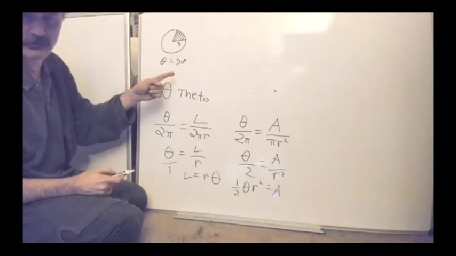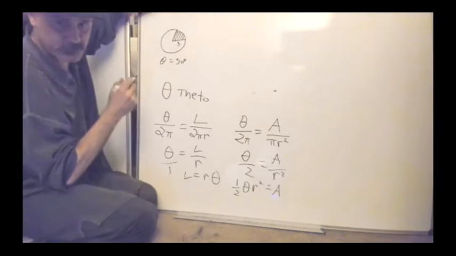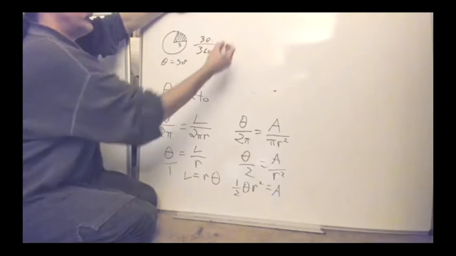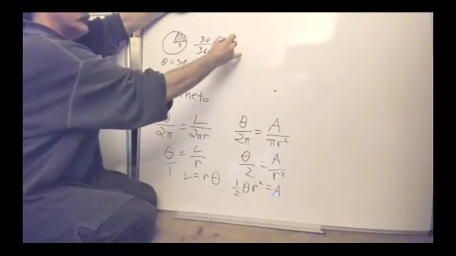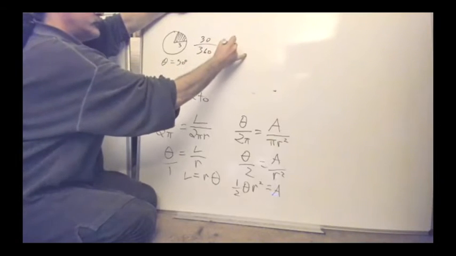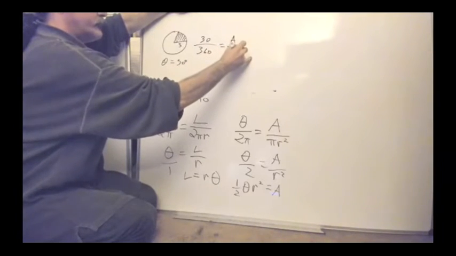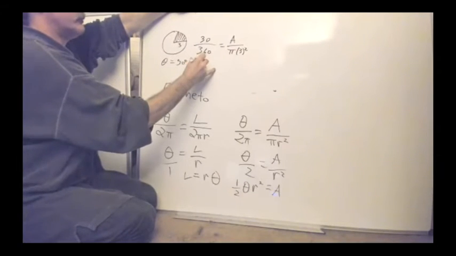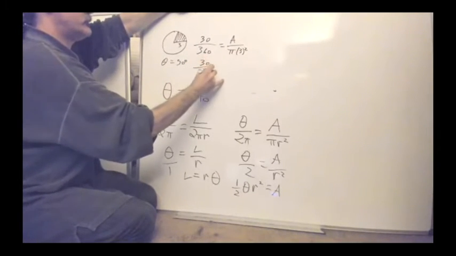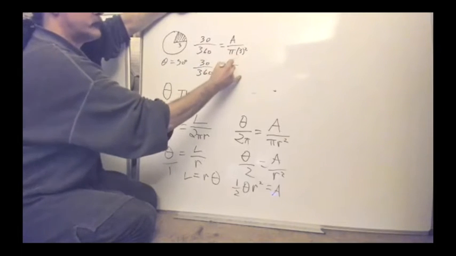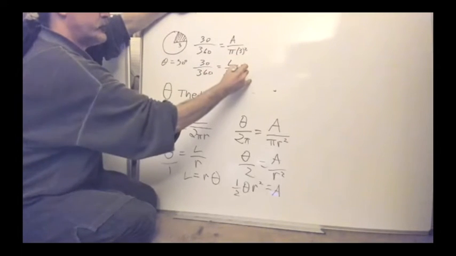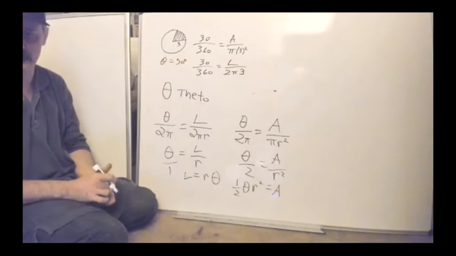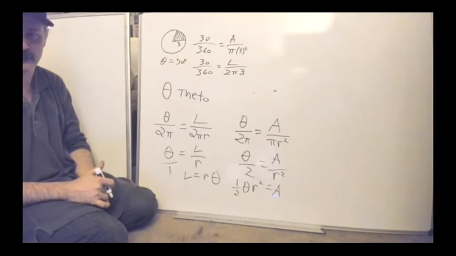All right, well, we got degrees here, so we might as well use the proportion based upon 360. So 30 is to 360 as the area is to pi times 3 squared. Solve that. Or 30 over 360 is equal to the length over 2 pi times 3. Now I'm going to assume you know how to solve those equations.